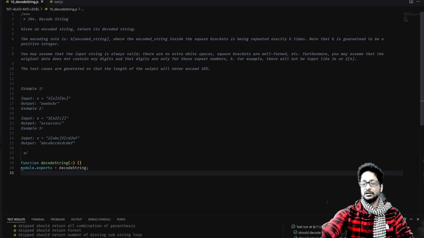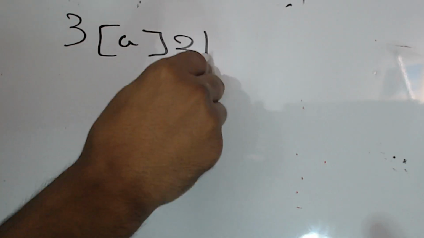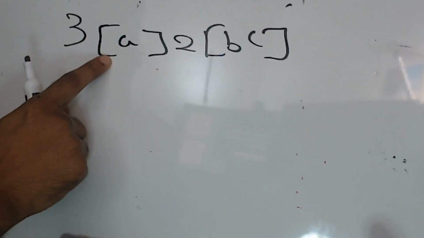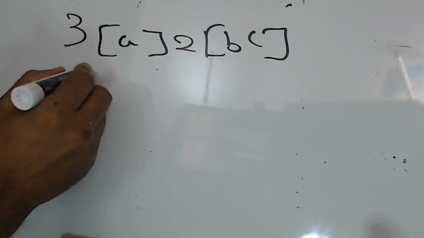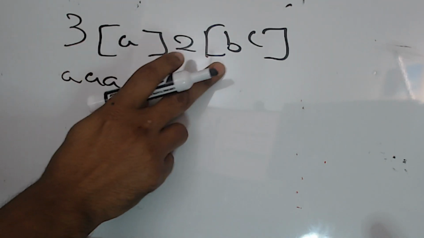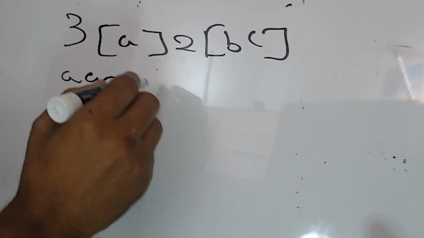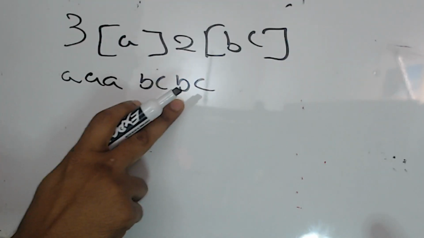Let's discuss this on the whiteboard. For example, let's assume an input like 3[a]2[bc]. In this particular case, the output will be: because a is inside the bracket and 3 is the prefix, this will become aaa, and in the same way bc is inside the bracket and 2 is the prefix, so this will become bcbc. So this will be our decoded string.